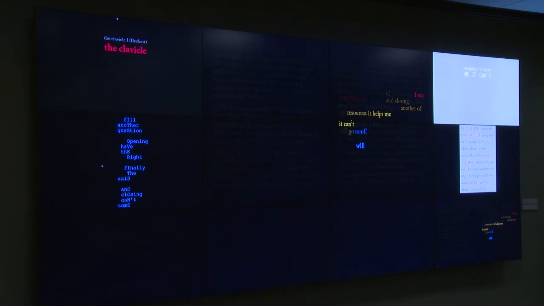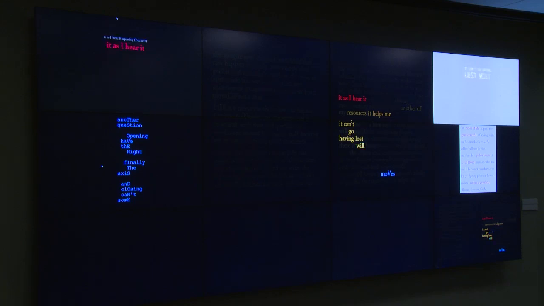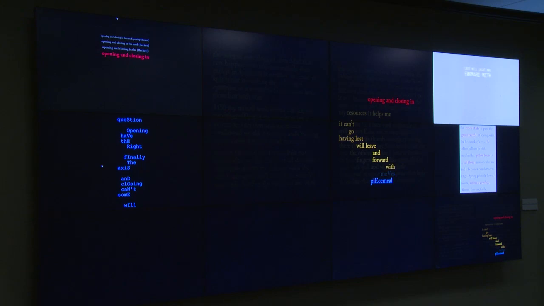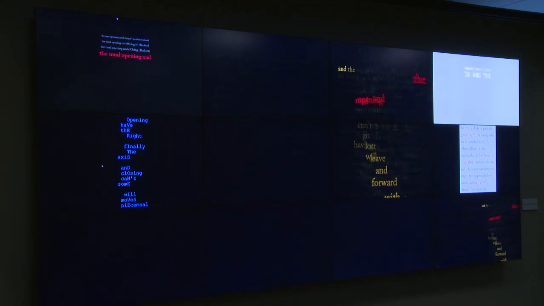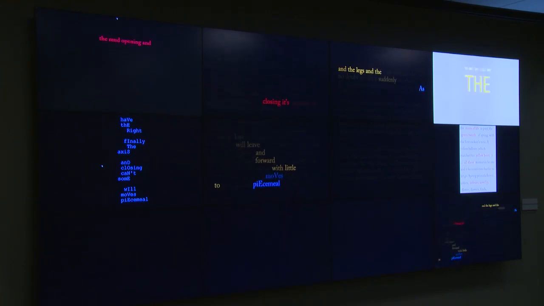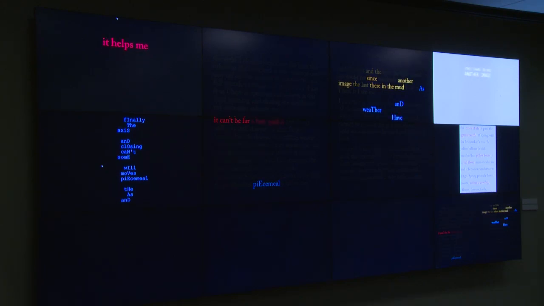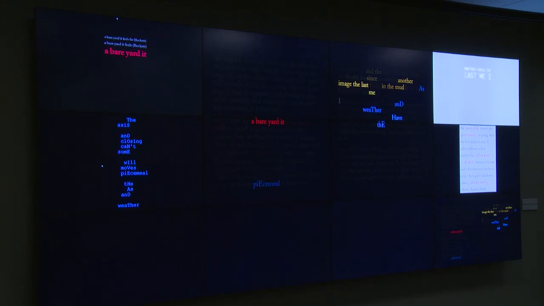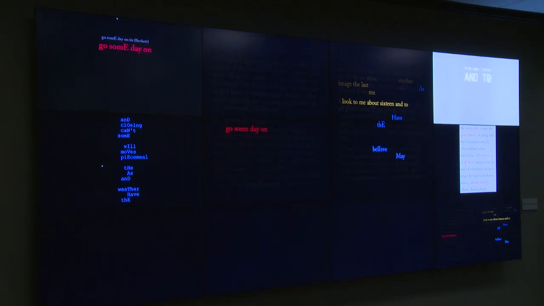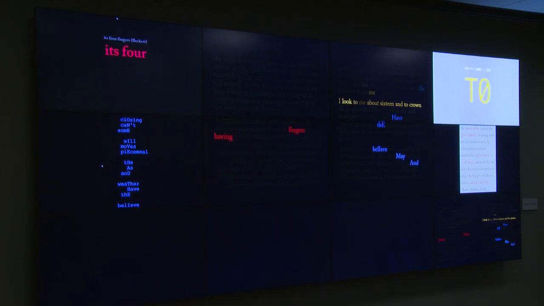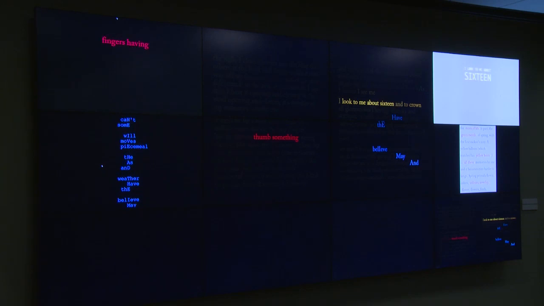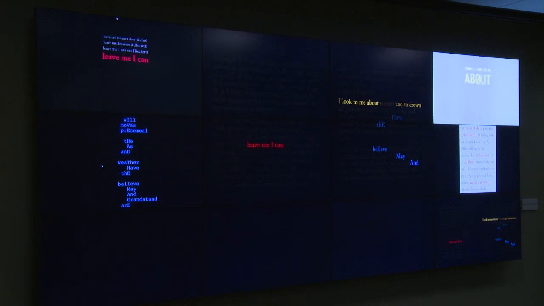So if I just follow it, it can't be go having lost, will leave, and forward with little to, and the legs, and the suddenly another image, the last since there in the mud, another image, the last me, I look to me about 16 and to crown, I look to me about 16 and to crown, I look. You know, you can, I can see.